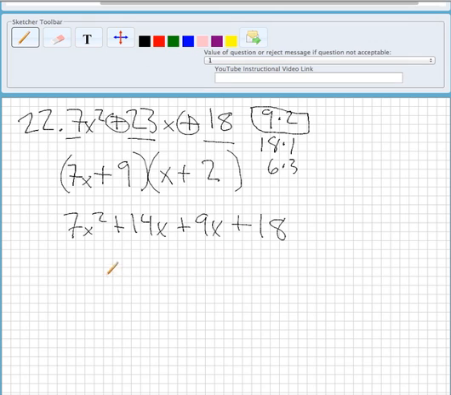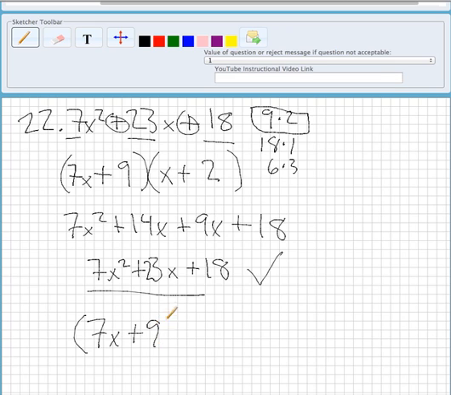So if we combine like terms, we get our original expression that we needed to factor, right? So that checks. So this is our factor right here. We factored the problem correctly with 7x plus 9, x plus 2. All right? This is a check also.